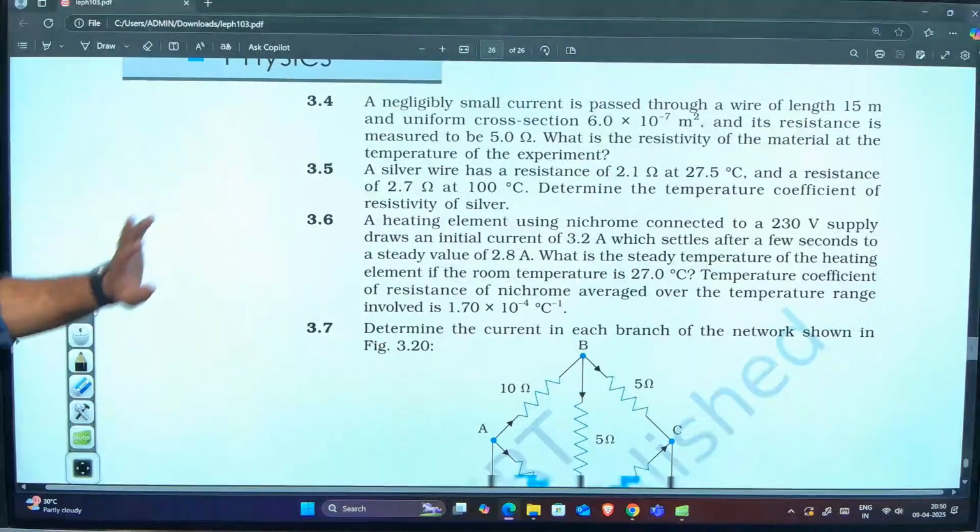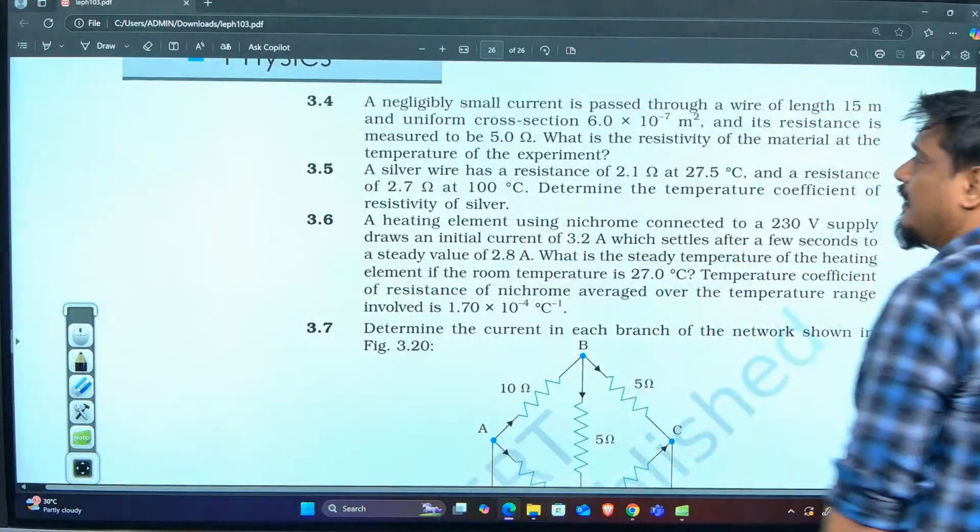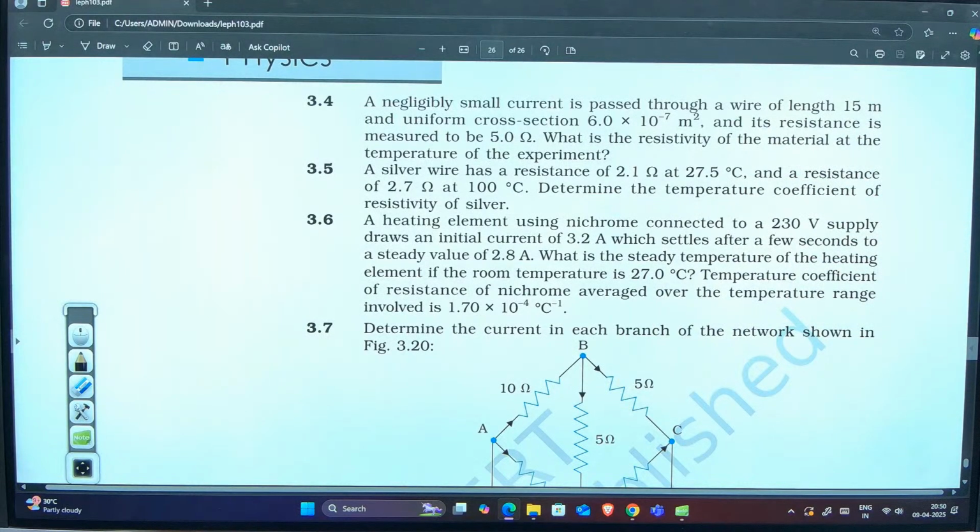So 3.4: a negligibly small current is passed through a wire of length 15 meter and area of cross section is given. Resistance is 5 ohm. Oh, what is this question here? R is given, A is given, L is given. They are asking to find the resistivity.